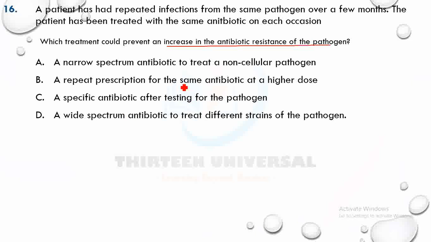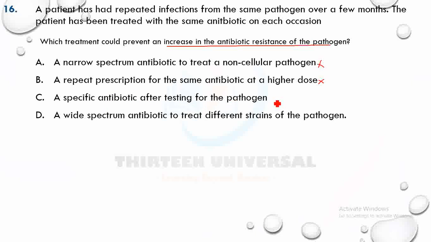Alright guys, let's see how it plays. Which treatment could prevent an increase in the antibiotic resistance? A: a narrow spectrum antibiotic to treat a non-cellular virus. You don't use antibiotics to treat viral infections. Now B says a repeat prescription for the same antibiotic at higher dose. No, because it's already resistant to it. Next, a specific antibiotic after testing for the pathogen.